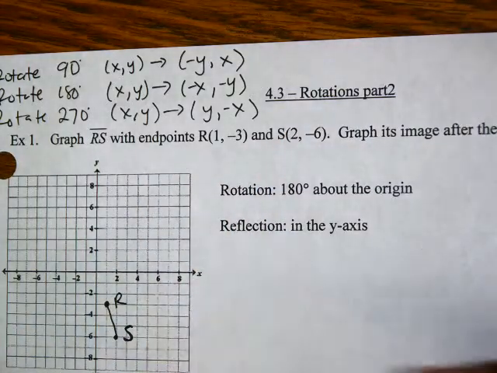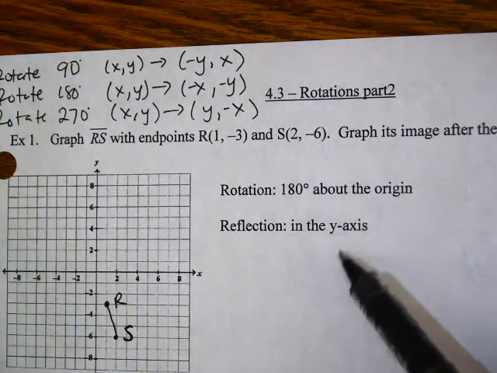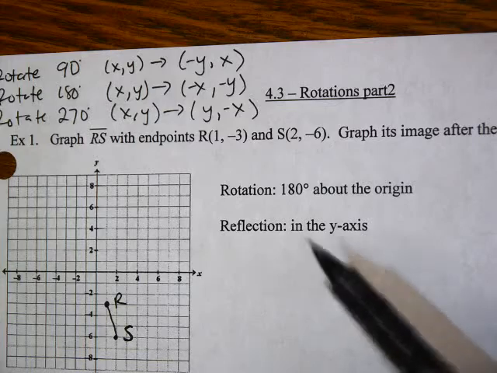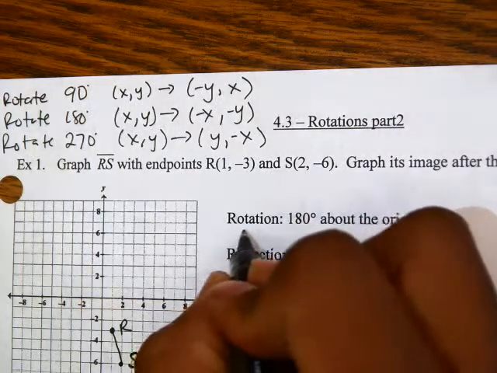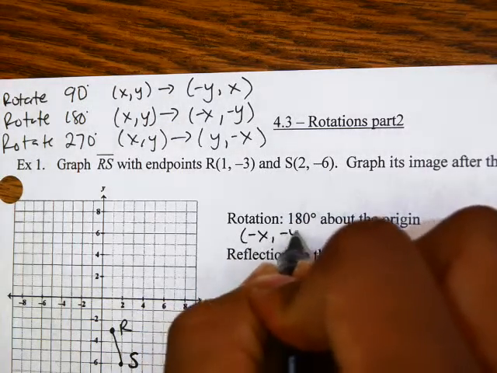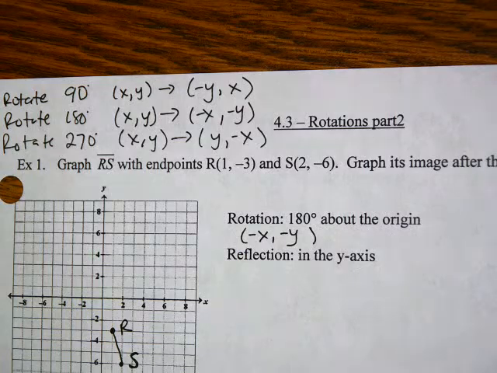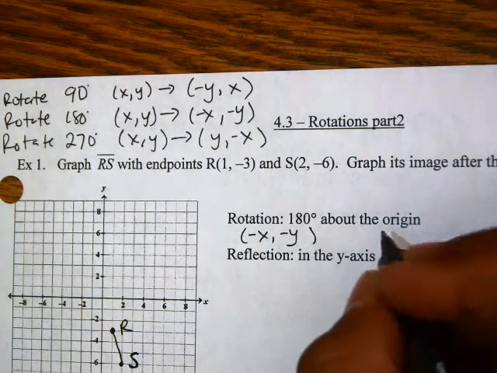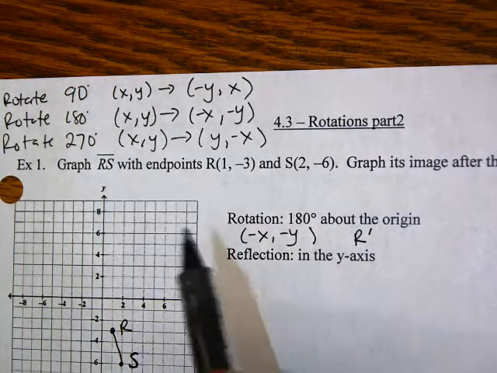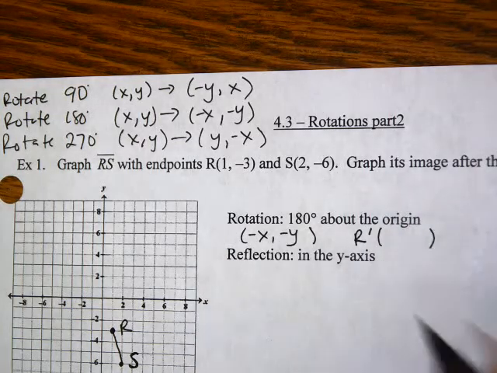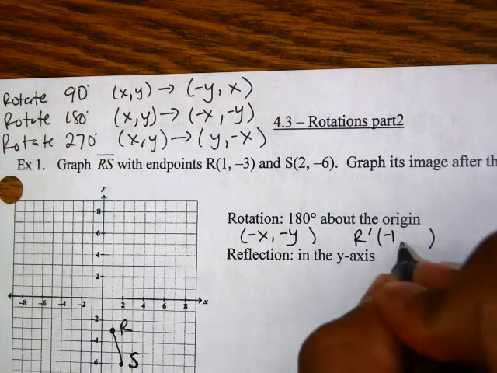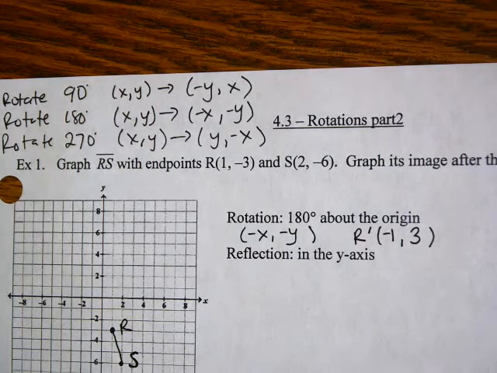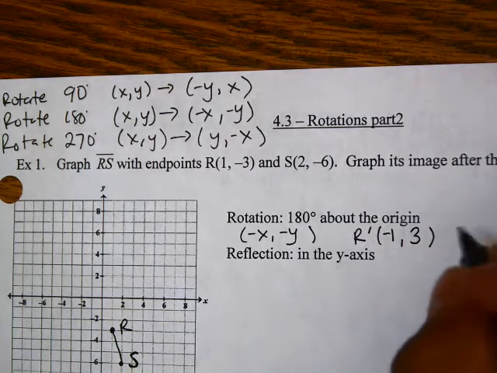So we have to do these transformations in order. We're going to rotate 180 degrees about the origin. So we're going to use this rule on it. The rule is negative x, negative y. We change the sign on the x's and change the sign on the y's. So for R prime, R was originally at 1, negative 3. R prime would be at negative 1, positive 3. We'll switch the sign on the x's and on the y's.